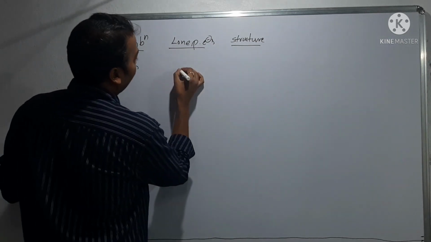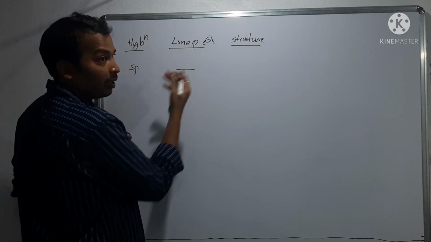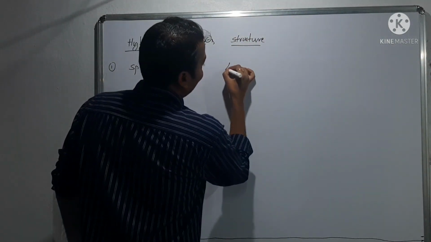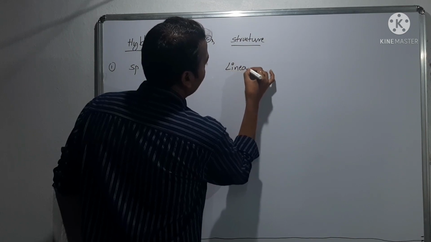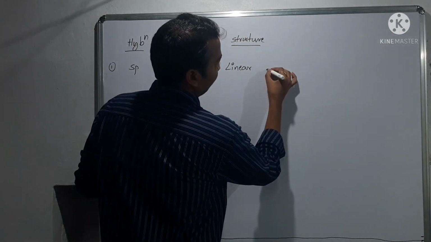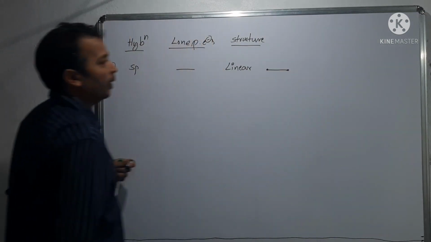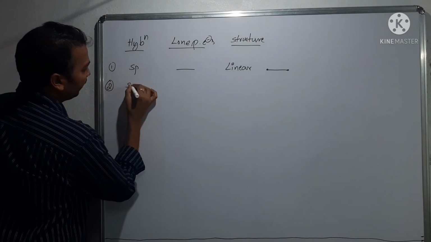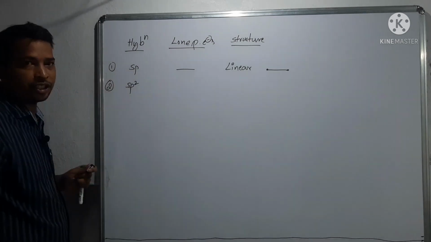It does not have any lone pair of electrons, so that's why I am not taking any lone pair of electrons here. Coming to the structure, it has a linear structure like this, point to point. Okay, and coming to the second one, it is sp2 hybridization.